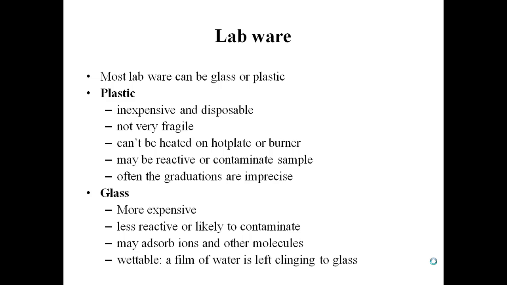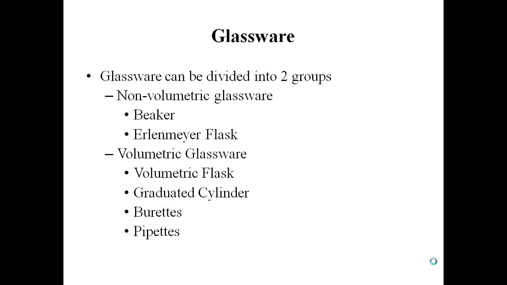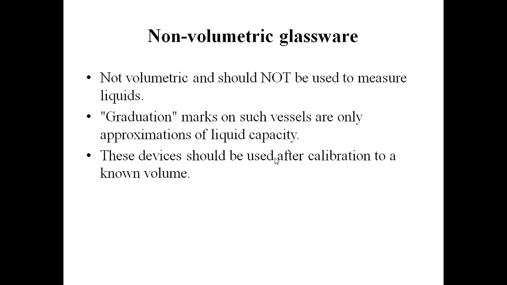Glass may absorb ions and other molecules, and it may be expensive, and it has a further disadvantage. It is wettable. A film of water is left clinging onto the glass. Now, what are the different glassware we generally use? Glassware is divided into two groups: non-volumetric glassware, for example beaker and Erlenmeyer flask, and volumetric glassware, which includes volumetric flask, graduated cylinder, burettes, and pipettes. What do you mean by non-volumetric glassware?